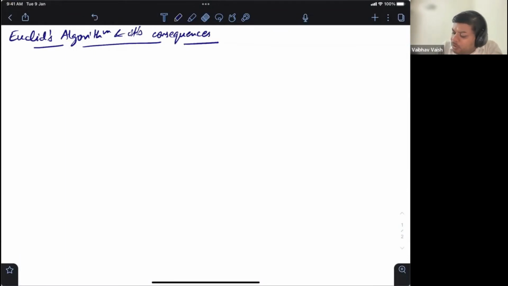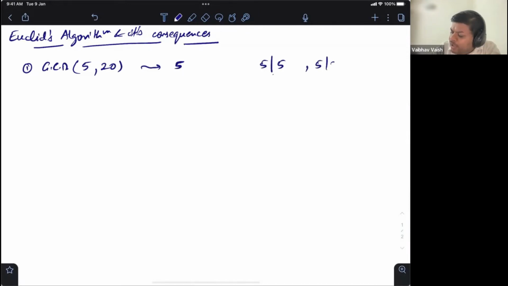Suppose you are trying to compute the greatest common divisor of 5 and 20. This is the notation for greatest common divisor, and this we know is 5. Why? Because 5 divides 5, this is the notation for divides, and 5 divides 20, and clearly anything greater than 5 cannot divide 5. Anything that divides 5 should be less than or equal to 5. So GCD(5, 20) is 5.